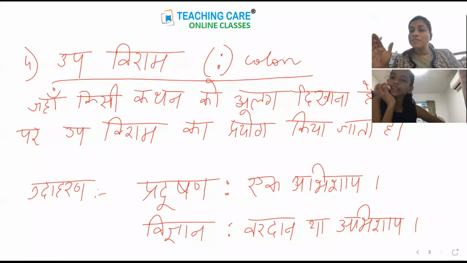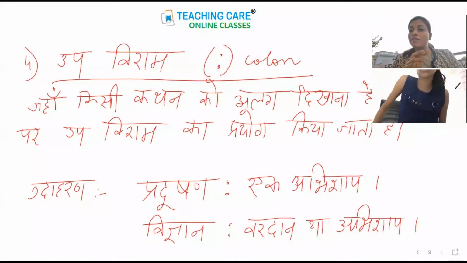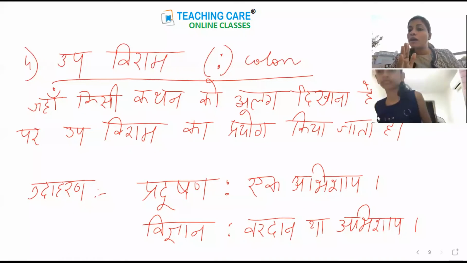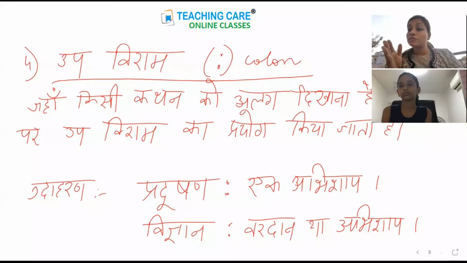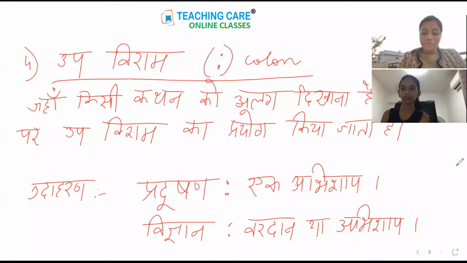Clear? So that means if you want to show one aspect of the thing differently, this is what the definition is telling you. जहां किसी कथन को अलग दिखाना है, when you have to present any aspect of a situation differently, then we use उपविराम. Clear? Yes, ma'am. Whatever types we would cover today, your homework would be to write down at least three examples of all the types. Before the next class, you will write the three examples of all the types.